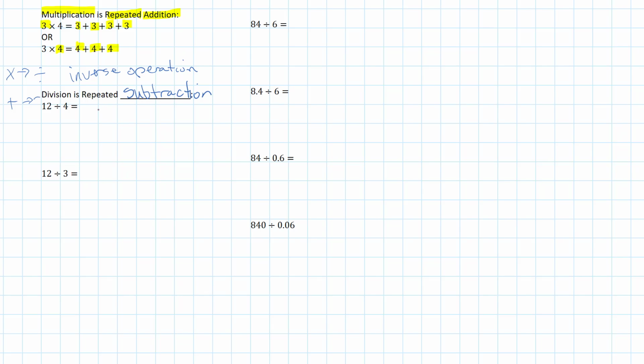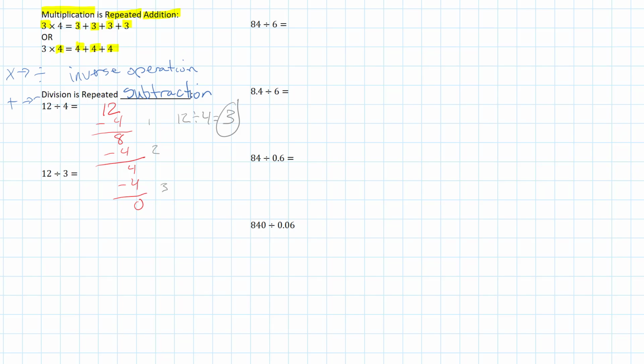We could say 12 divided by 4 means we could say 12. We're going to subtract 4. There's once. We could subtract 4 again. That's twice. And we could subtract 4 one more time. That gives us 3 times. So we count up how many times we did that. That's once. That's twice. That's 3 times. So 12 divided by 4 would be equal to 3.